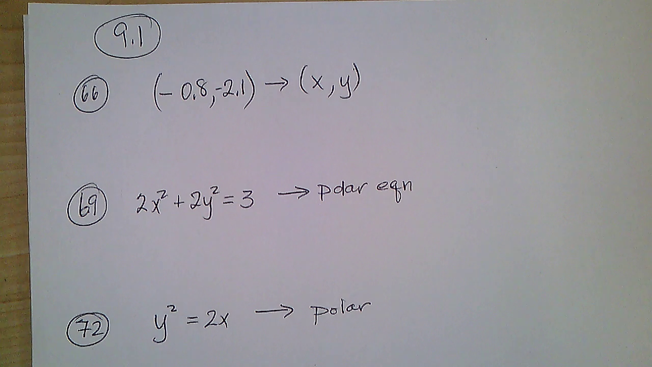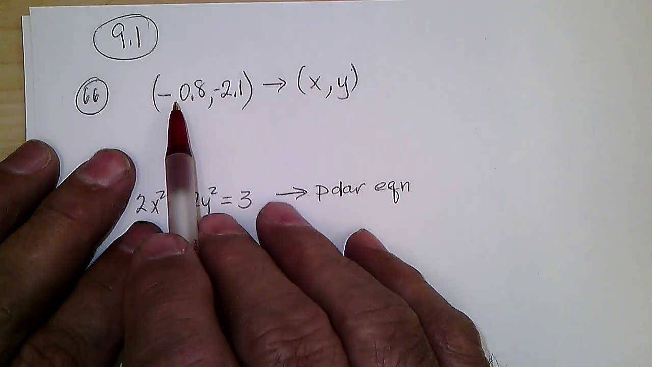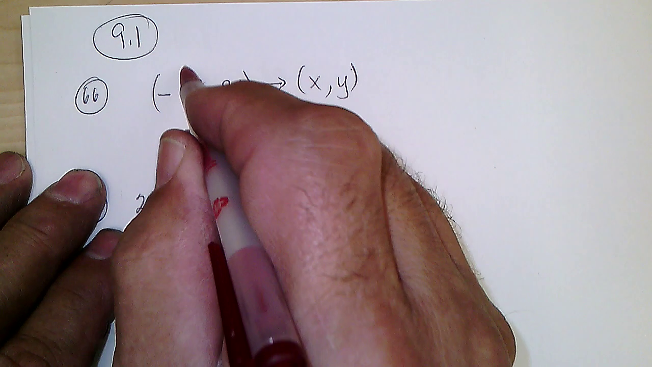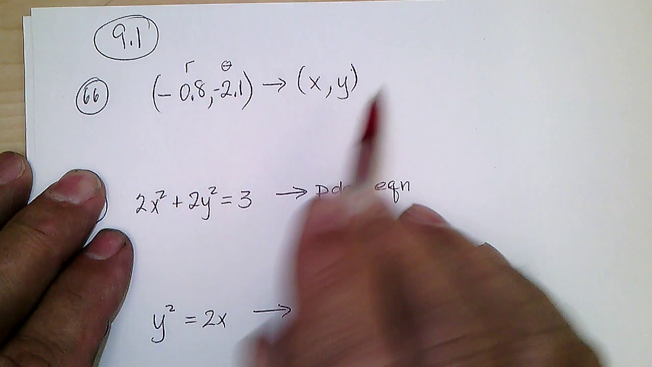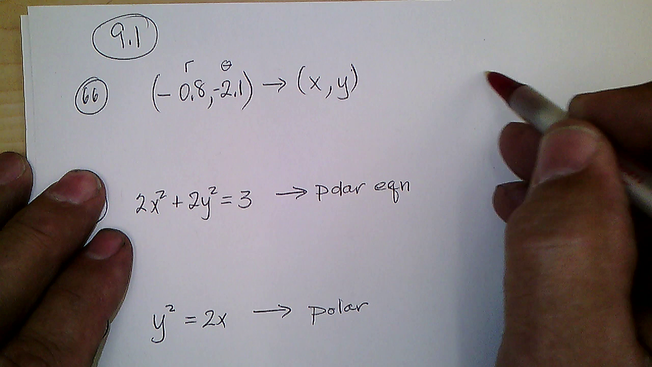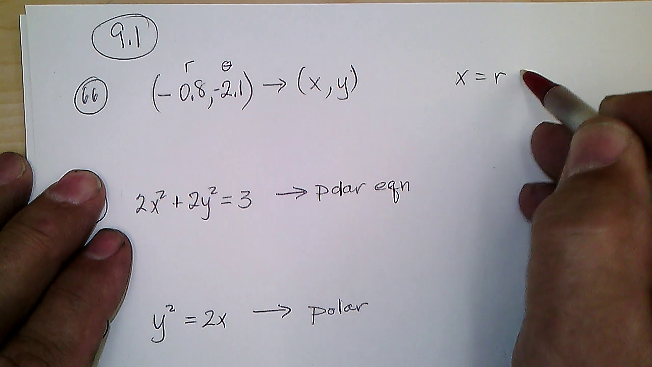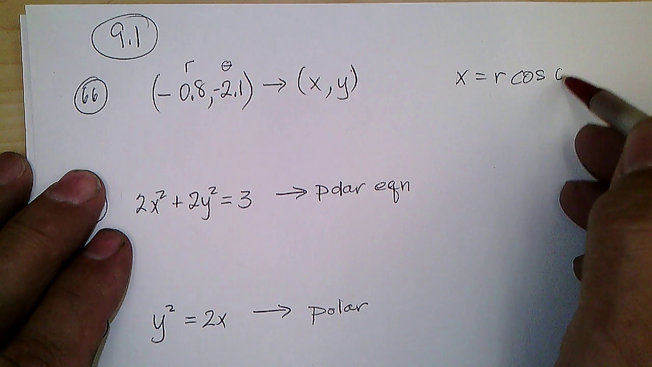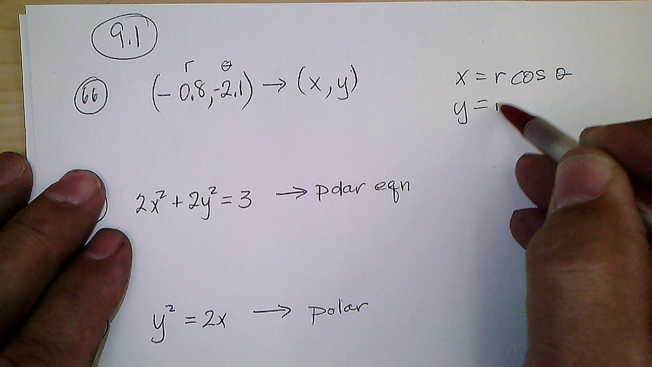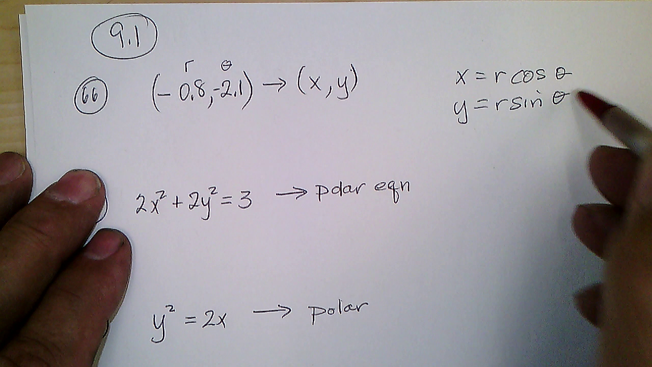And some of the problems you asked about. 66. How do we change polar, which is r theta, to rectangular? Well, x is always r cosine theta, and y is always r sine theta.